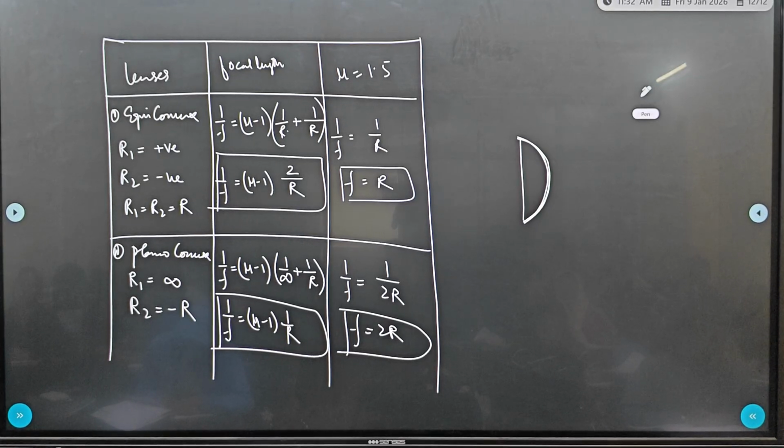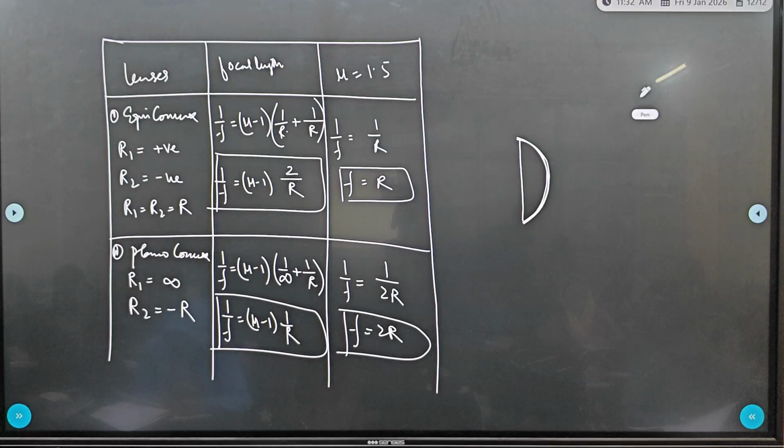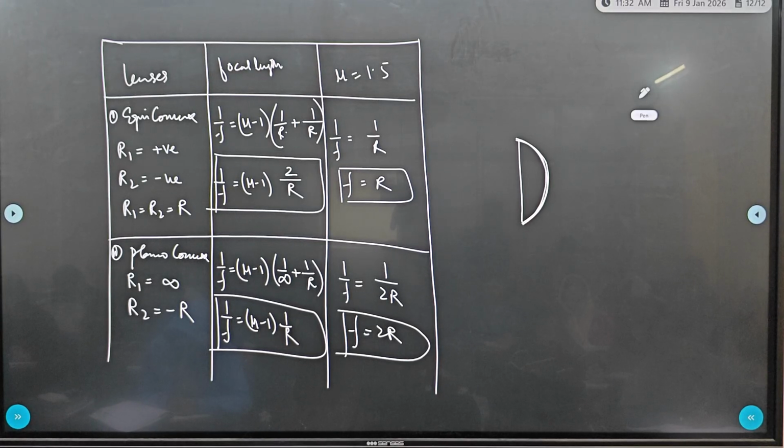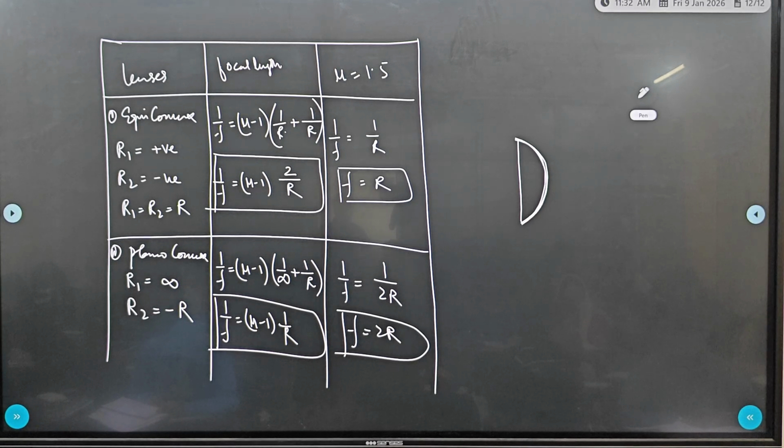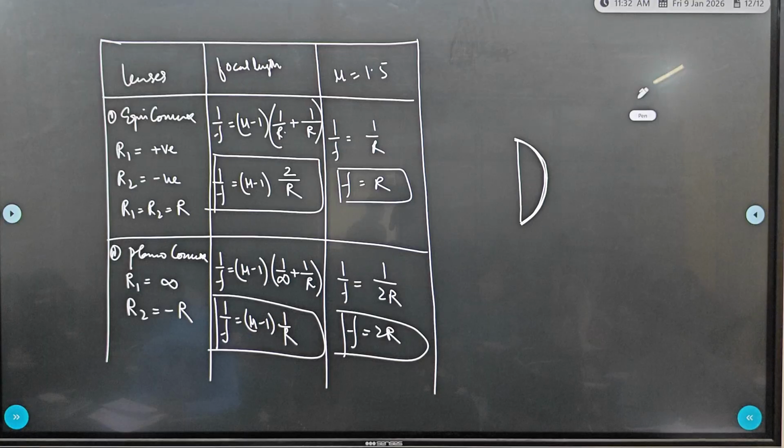R1 is negative, R2 is positive, and R1 equal to R2 equal to R. Now you just put this condition in the lens maker formula and do it. Do it as soon as possible. We have got lots of interpretation. Please do it fast.